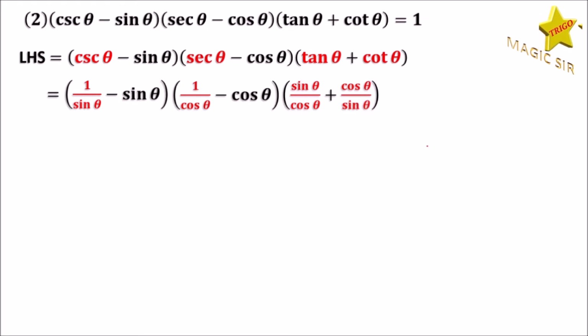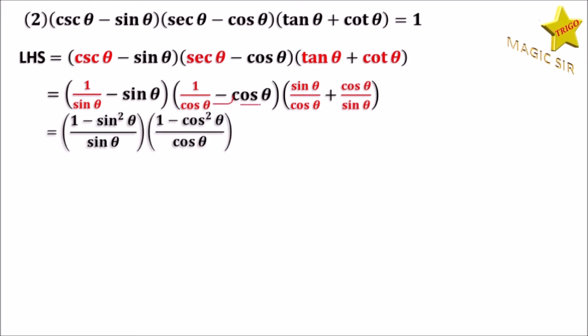Let us simplify each bracket separately. So sin theta into sin theta is equal to sin square theta. So in the first bracket, (1 minus sin square theta) upon sin theta. Similarly, cos theta into cos theta equal to cos square theta. So in the second bracket, (1 minus cos square theta) upon cos theta.